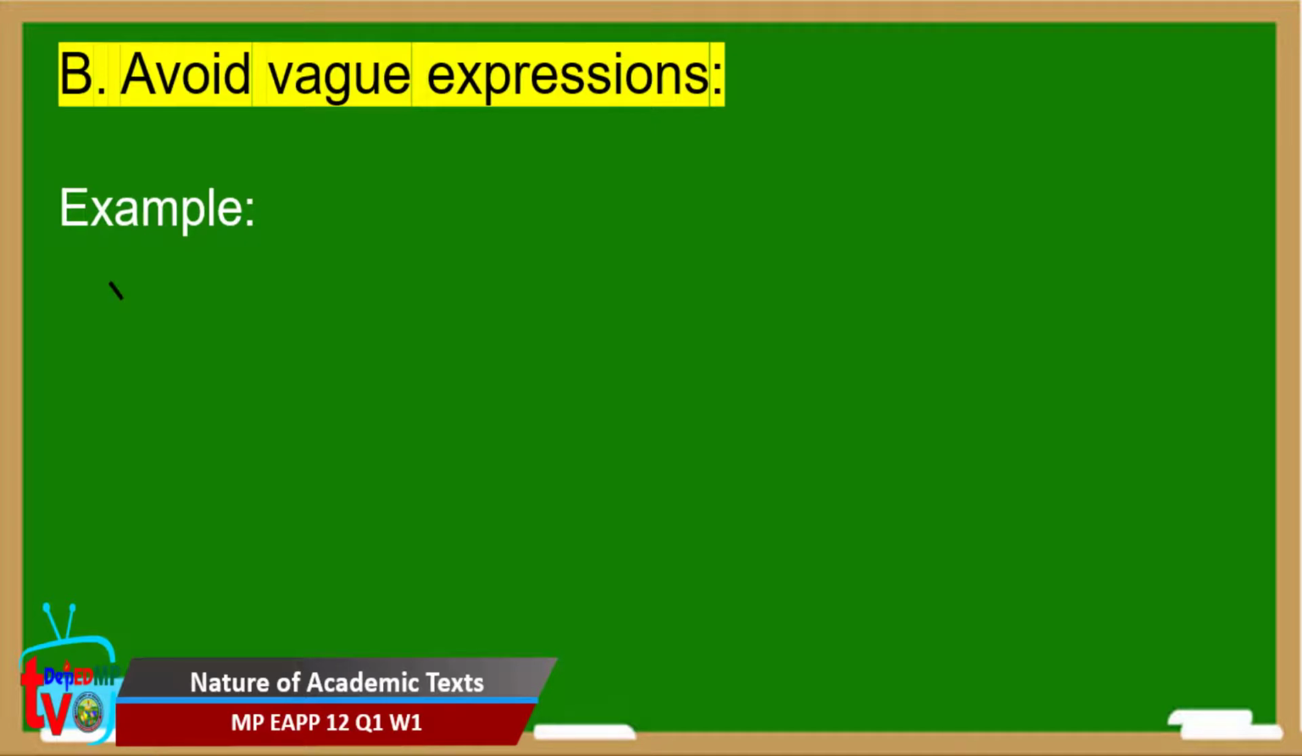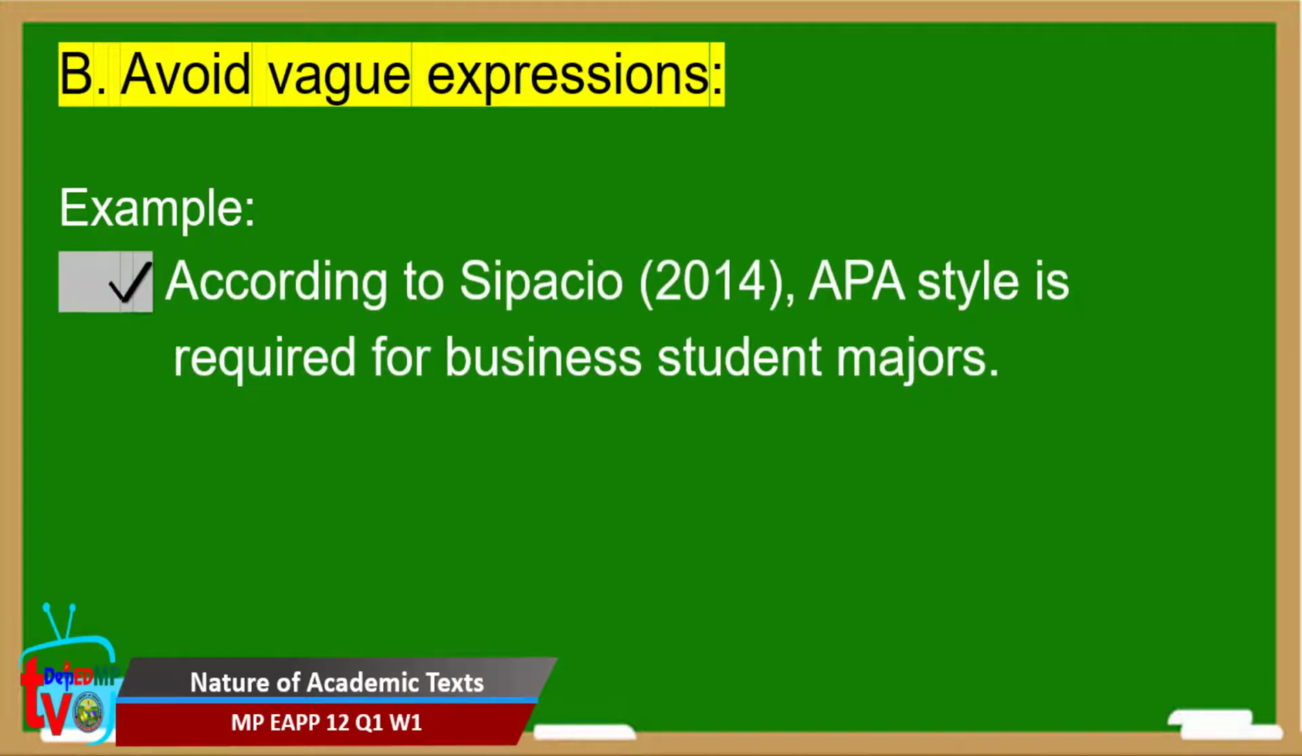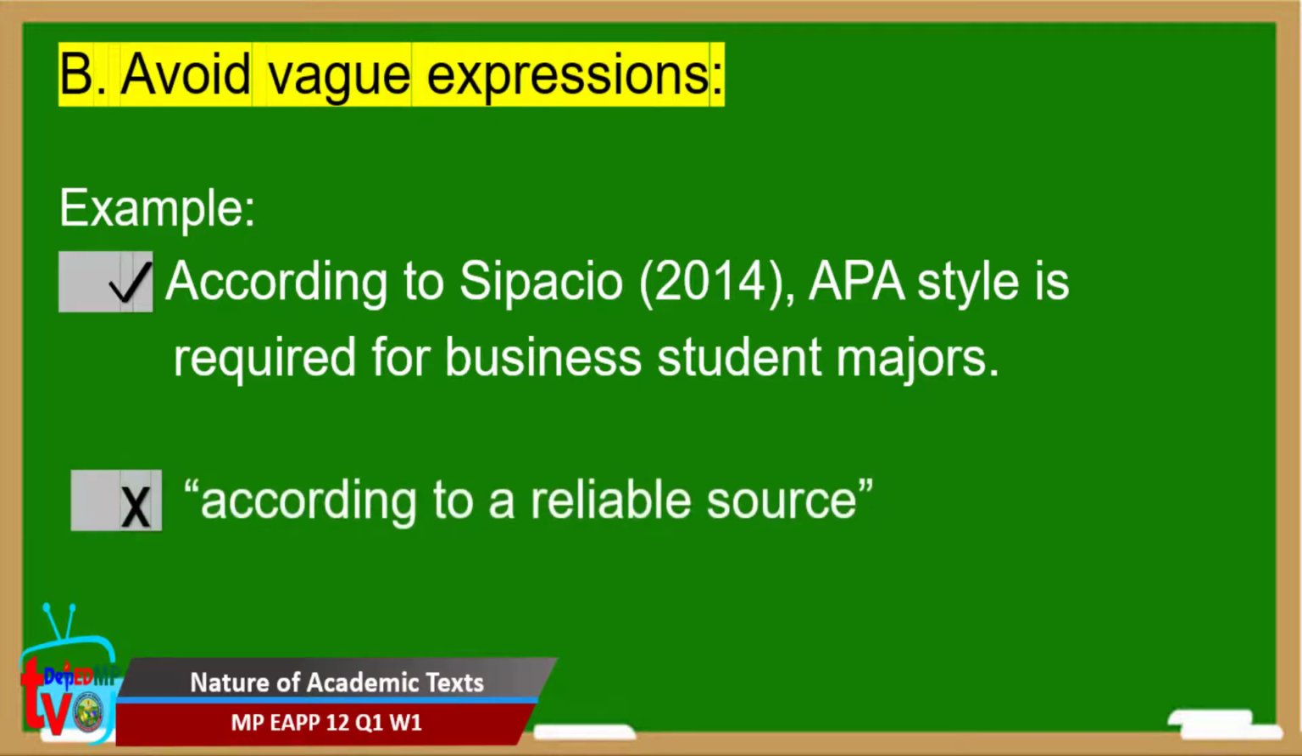Observe this example in in-text citation. According to Sipasio 2014, a postyle is required for business student majors. Note that the source of information is written, so instead of using a vague expression, such as according to a reliable source, you write the exact source of information, or the specific reference for the reader to follow. And writing your reference would also make your writing credible.